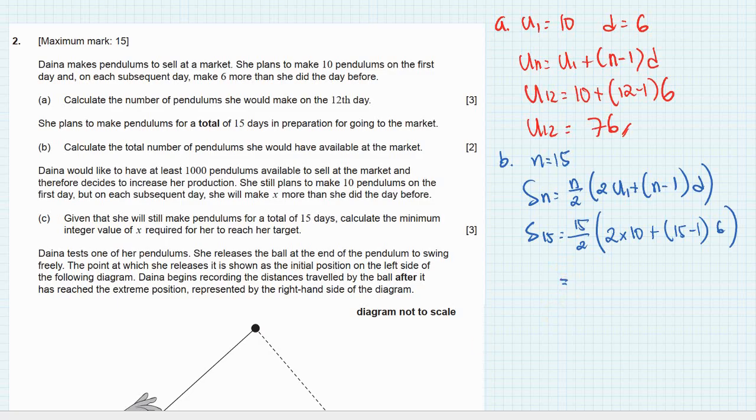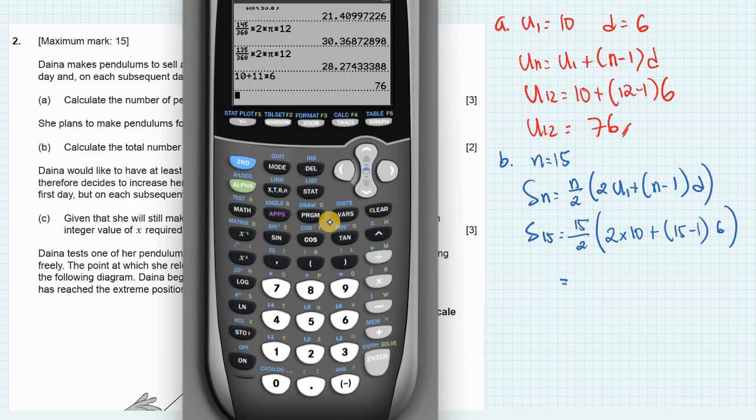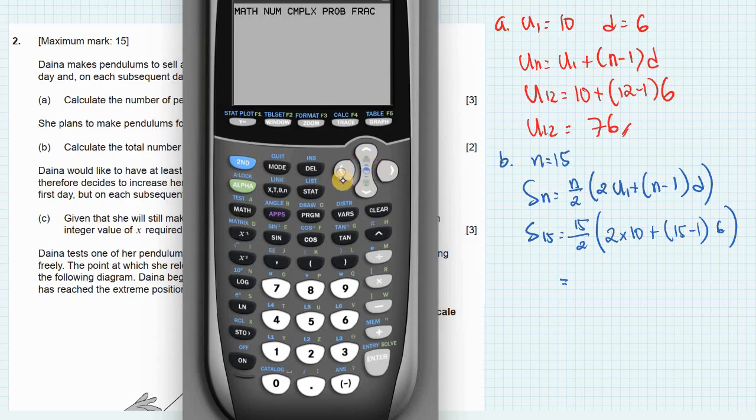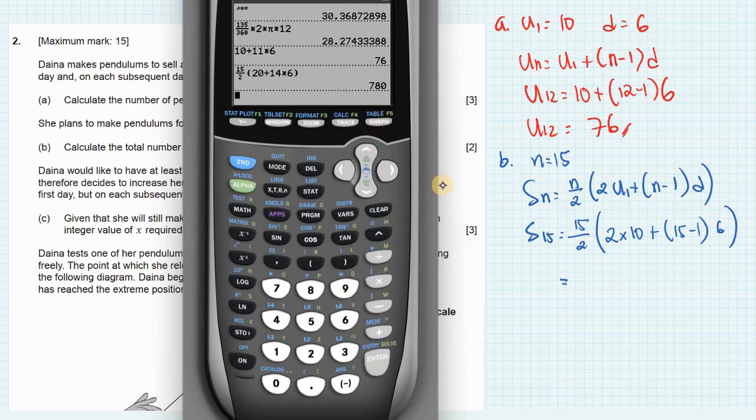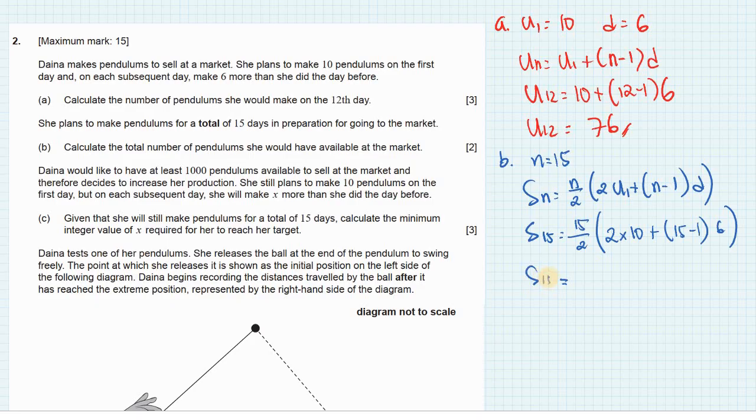Let's input it to our trusty calculator. 15 divided by 2 times 2 times 10, which is 20, plus 15 minus 1, which is 14, times 6. Close bracket, enter. We have 780. S15 is equal to 780. That's question B.